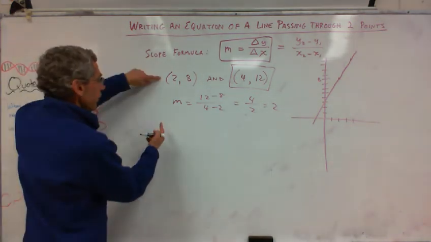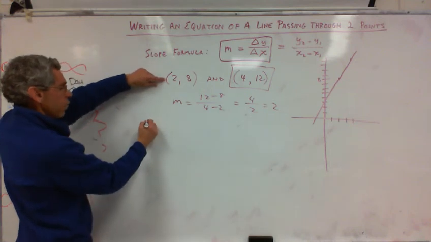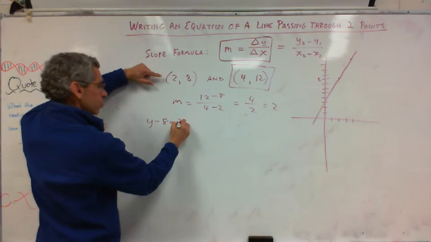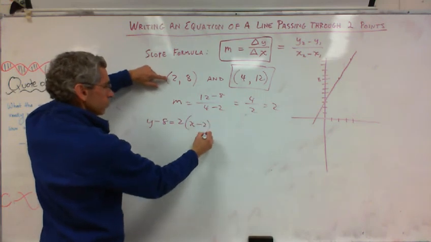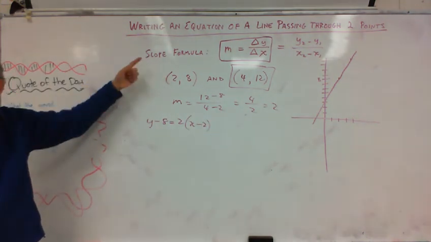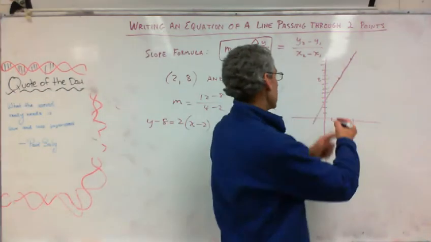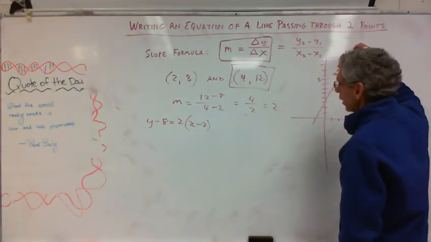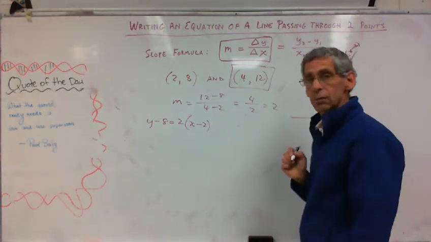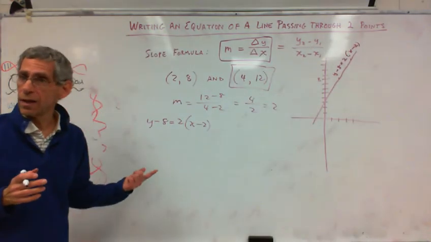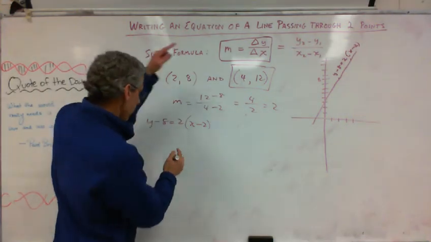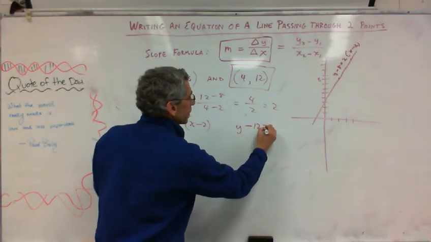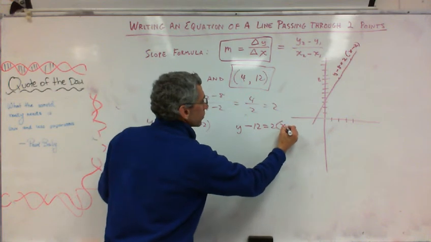Look at this. If I use this one, I would have y minus 8 is equal to my slope, which is 2, times x minus 2. Right? That's my equation of this line. You agree with me? Everybody with me? That's the equation for that line. Okay, but if I use this point, look what I get. y minus 12 is equal to 2 times x minus 4.